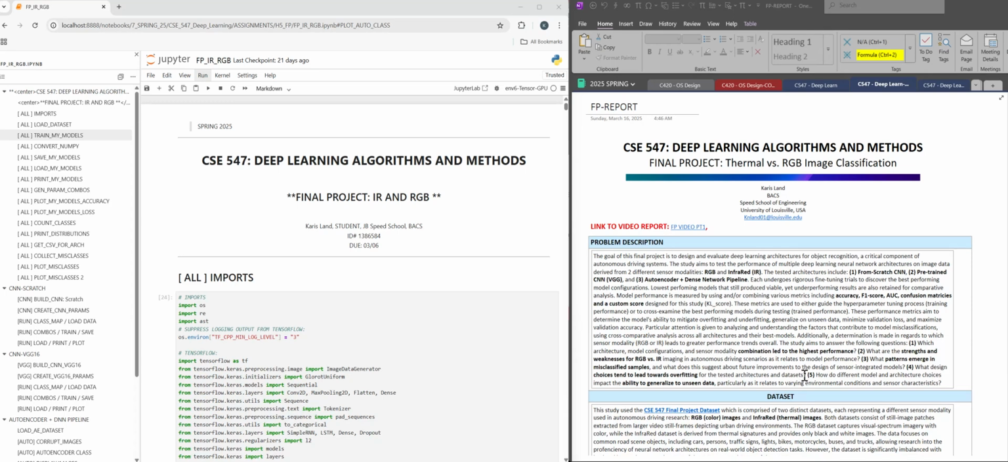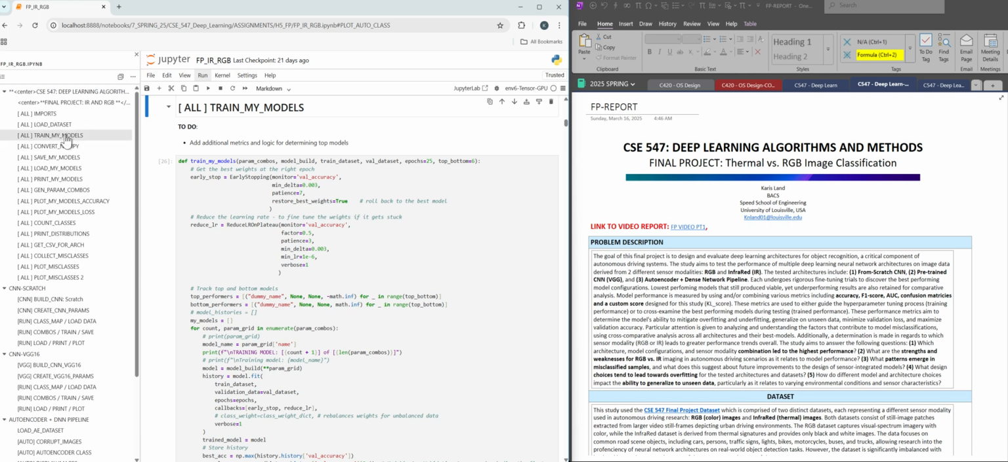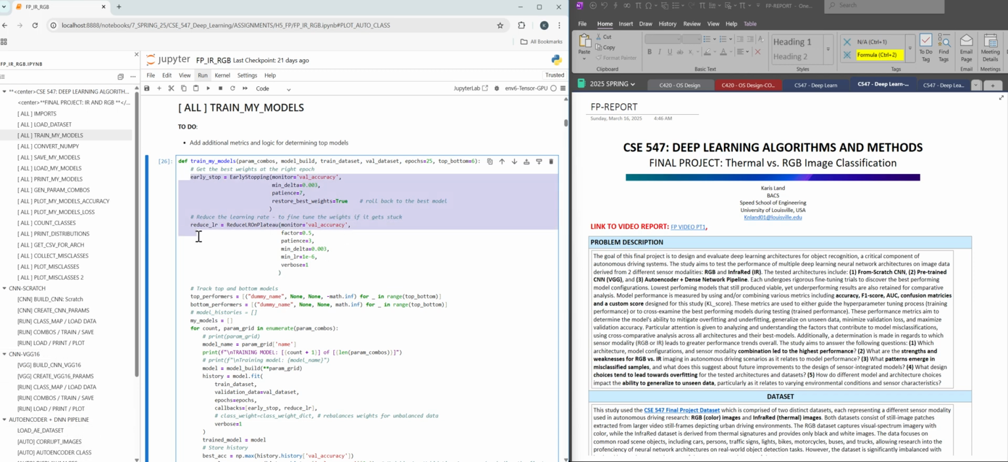Okay, today we're going to be going over the final project, and this is the video report of it. I'm going to focus in on train my models. One thing that I added in for all of the models, including the autoencoder, so the CNN Scratch, CNN VGG16, and the autoencoder, was this early stop and reduced learning rate.